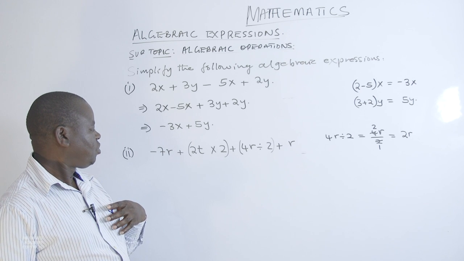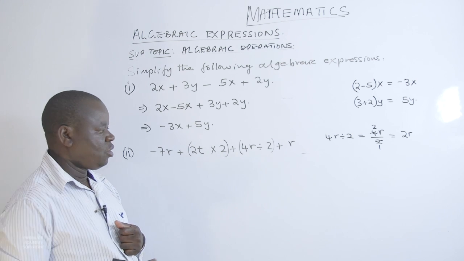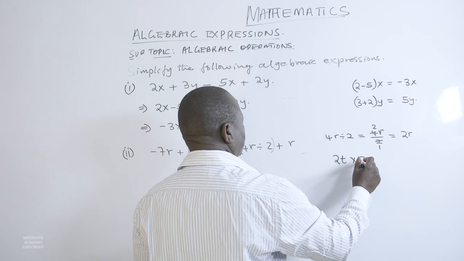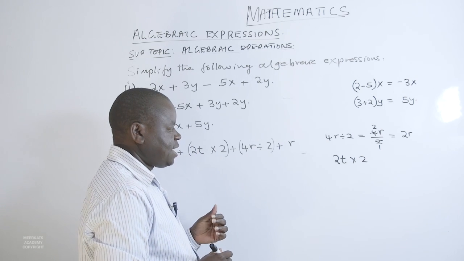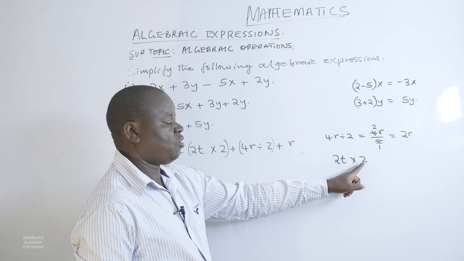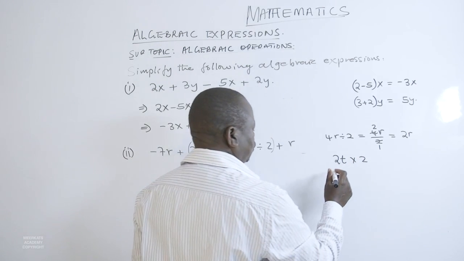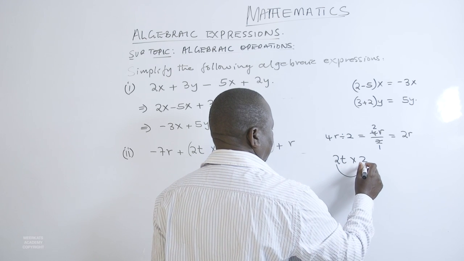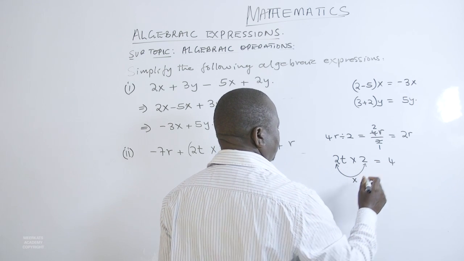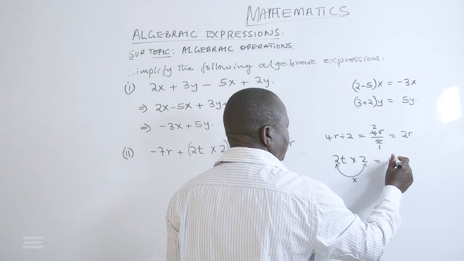Then we come to this part here, which is 2t times 2. And remember what we said? We multiply constants, the coefficient of t and the constant, because the constant has got no pronumeral t. So we'll just multiply that. We get 4. But t is not multiplied by any other pronumeral, so it remains to be t.